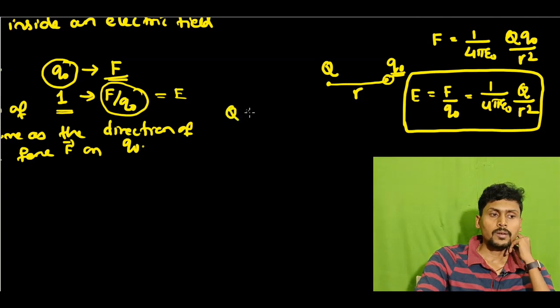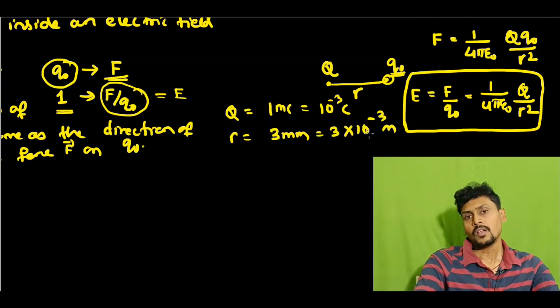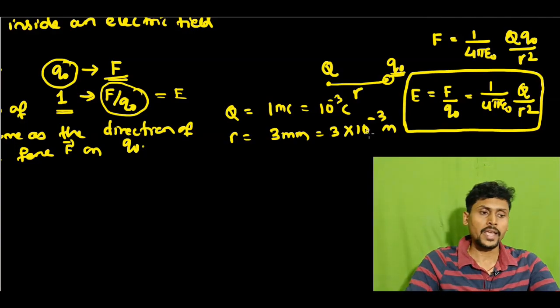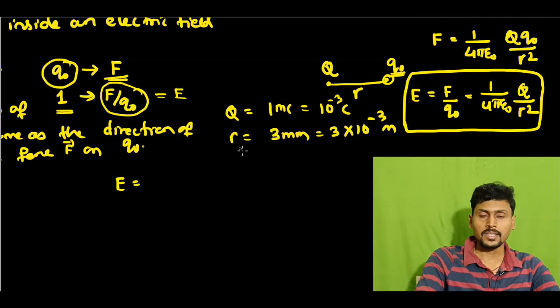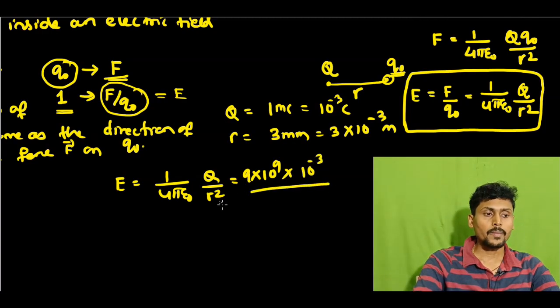For example, suppose the value of capital Q is let us say 1 millicoulomb, that is 10 to the power minus 3 coulomb, and you are finding the electric field at a distance of 3 millimeter. 3 millimeter means 3 into 10 to the power minus 3 meter. So always you have to convert all the quantities to the SI system. So what is the electric field then at this distance? 1 by 4 pi epsilon naught Q divided by R square. The value of 1 by 4 pi epsilon naught is 9 into 10 to the power 9. Then we have charge, which is 1 millicoulomb, that is 10 to the power minus 3 coulomb, divided by R square. R is 3 into 10 to the power minus 3, so R square will be 9 into 10 to the power minus 6.